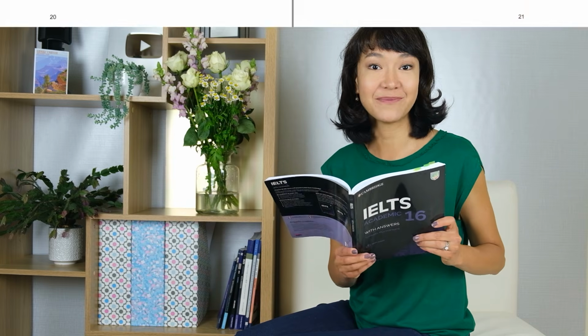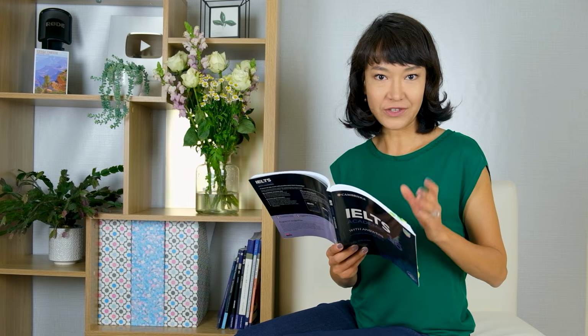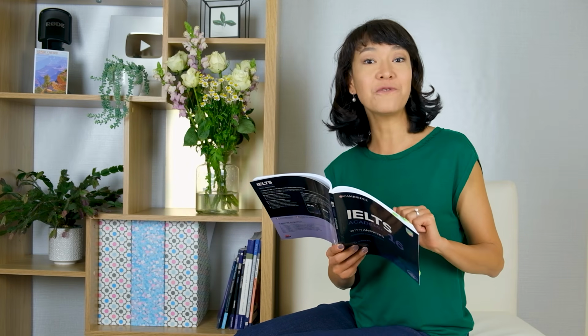First things first, let's have a look at the task. Choose the correct heading for each paragraph or section from the list of headings below. In the middle, there is a box with a list of headings. The questions are at the bottom. If you take IELTS on paper, you'll find the passage on the next page. Basically, you see the task before you read the text or answer any other questions about it. And this shows the best way to solve it.